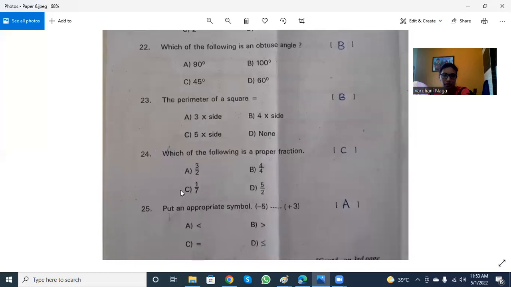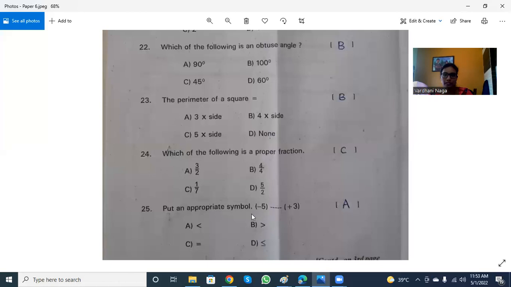Next. Question number 24. Which of the following is a proper fraction? A proper fraction contains a smaller numerator and greater denominator. So here the smaller numerator is 1. Greater denominator is 7. Here 1 by 7. So option C.